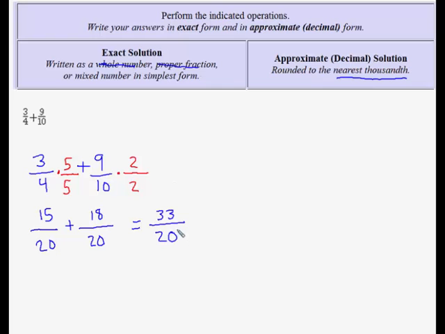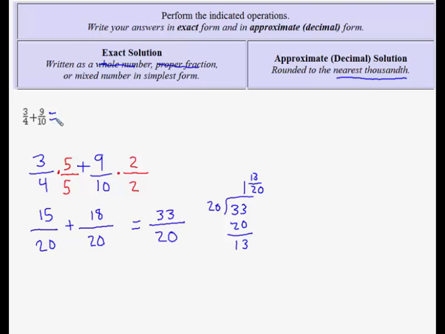So the only thing left for me to do is to write my answer as a mixed number. So I need to know how many times 20 divides into 33. 20 divides into 33 one time. If I multiply 1 times 20 and subtract, I get a remainder of 13. I can take that remainder and divide by the 20, and what I've done is written my improper fraction as a mixed number. 33 twentieths has the same value as the mixed number 1 and 13 twentieths.